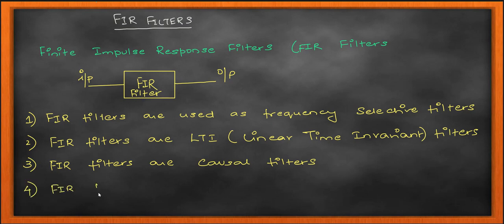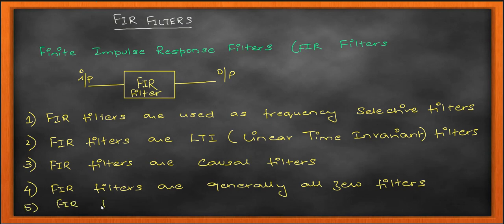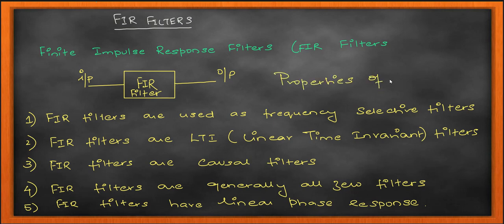So the first property is your FIR filters are a frequency selective filter. So they can either be used for frequency selection, or they can be used for identifying the frequency patterns. So mostly they work with the frequency of your signals. The next one is they are an LTI filter. So they are based on your linear time invariant property of your DSP. Then your FIR filters are causal filters. So we'll see what it is to be causal. Then your FIR filters are all zero filters. Then your FIR filters have a linear phase response. So these are the 5 properties: causality, zero dominance, linear phase, LTI, and frequency selective.